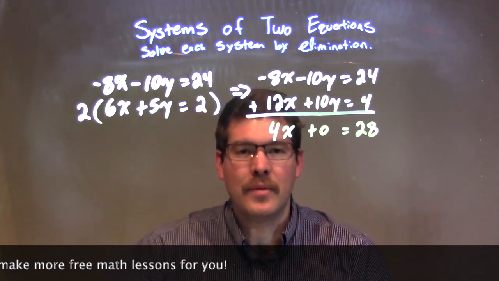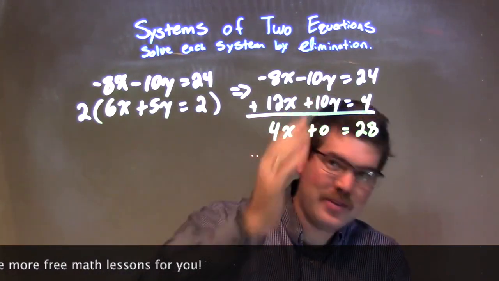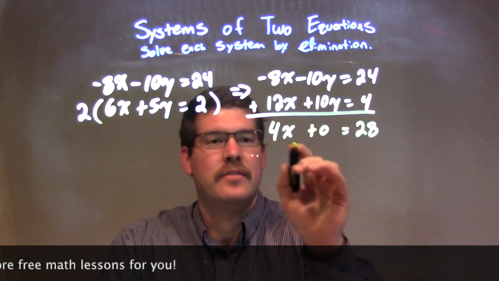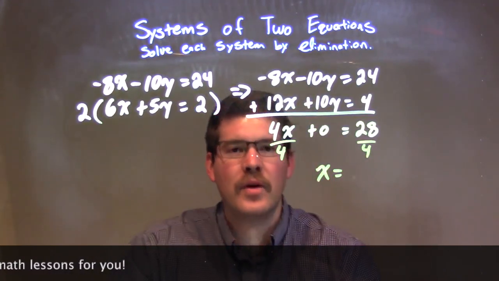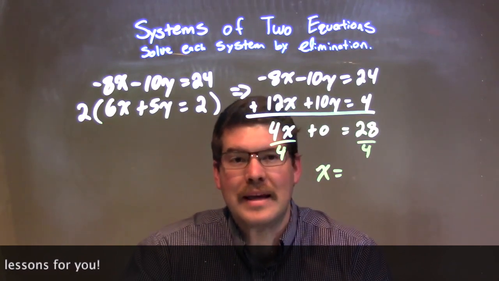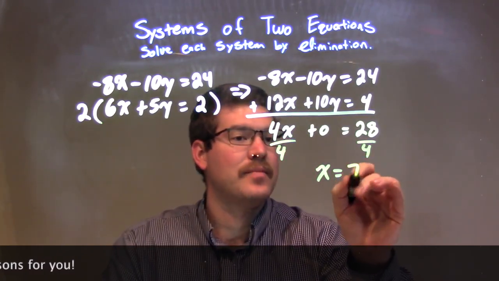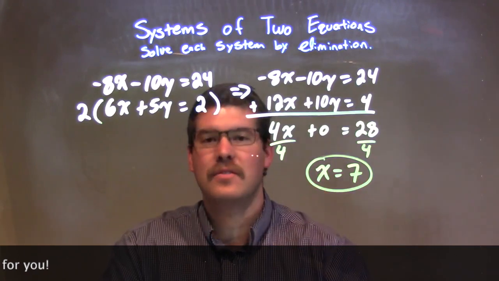So now we can eliminate the 0, we don't really need that. I'm going to get x by itself. So I have to divide by 4 to both sides. That leaves me with x by itself. And 4 goes into 28 7 times. So x is just 7.